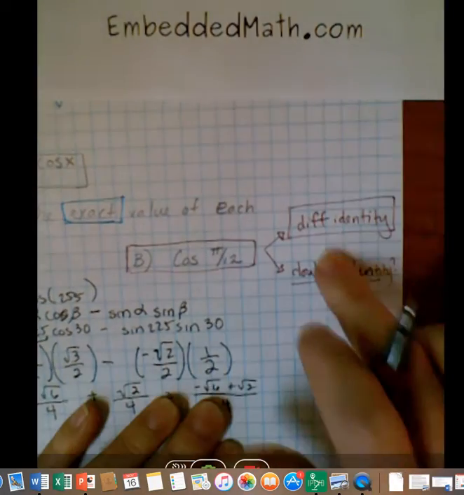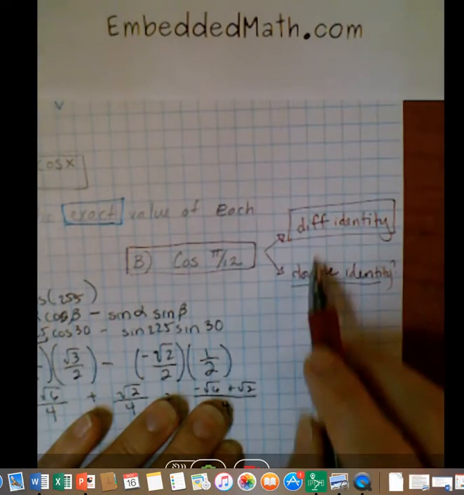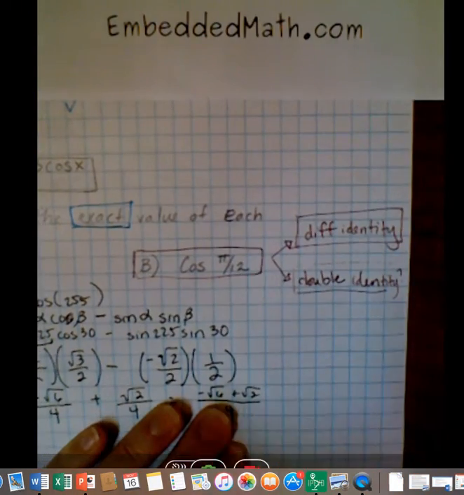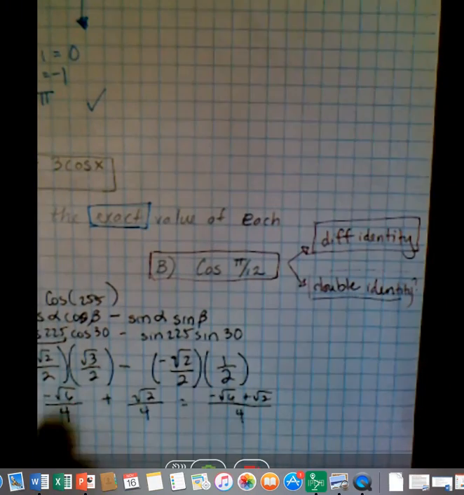So that's your practice for this section. Go ahead and do this one on your own. Simplify it out and go over it when you come to class tomorrow. One more section. Woohoo!